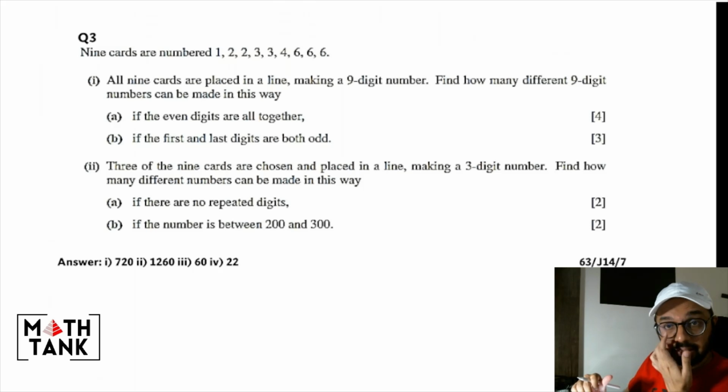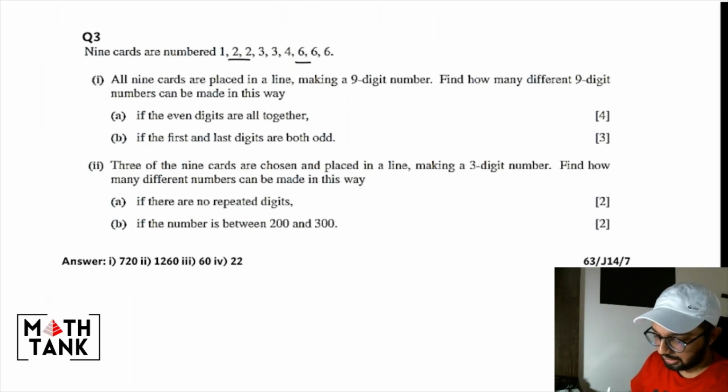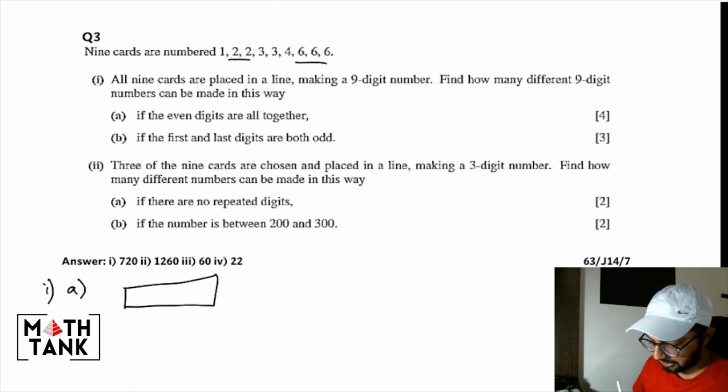It says 9 cards are numbered 1 to 2 again. I noticed that there's a repetition there and there are 3 sixes here. All 9 cards are placed in a line, making a 9-digit number. Find how many different 9-digit numbers can be made in this way if the even digits are all together. Now, I don't need to place them at the end. I just need to put them in a box, which is then an advantage right now because I don't need to think about a lot of cases there.